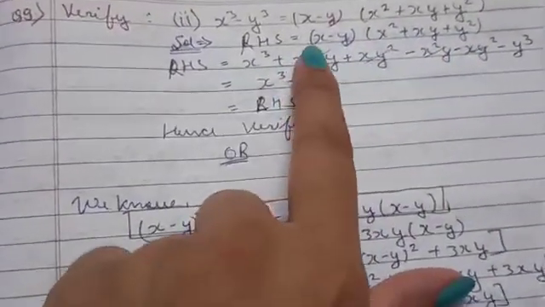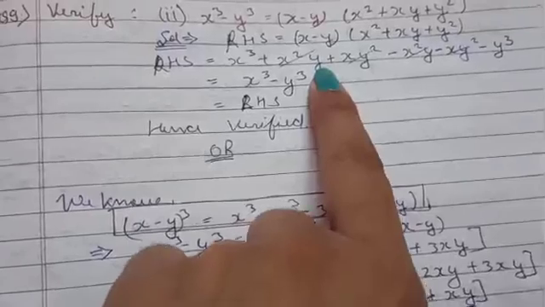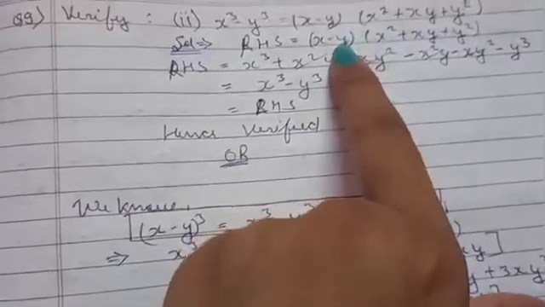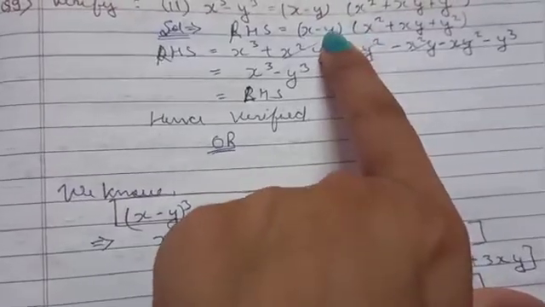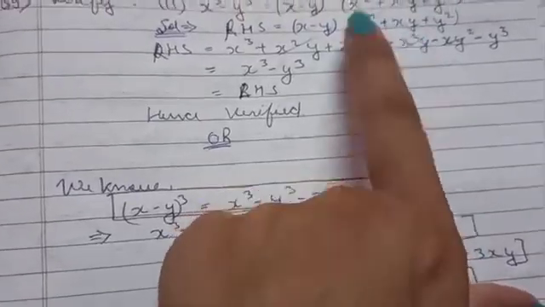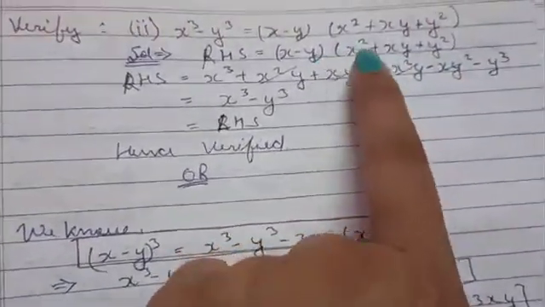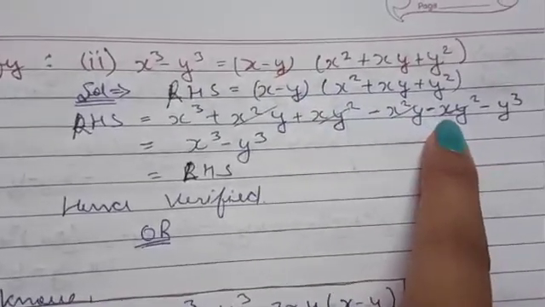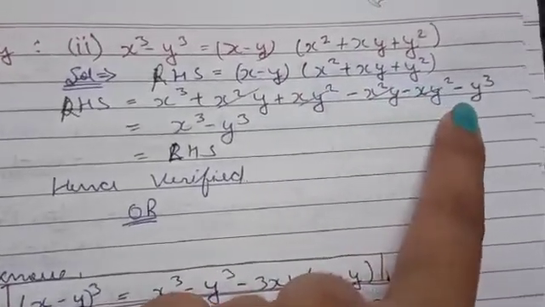How? See, x multiply x square is x cube, x multiply xy is x square y, x multiply y square is plus xy square. Now multiplying minus y with all these 3 terms. Minus y multiplied by x square, so minus x square y. Then minus y multiplied by xy, so minus xy square. Now minus y multiplied by y square is minus y cube.